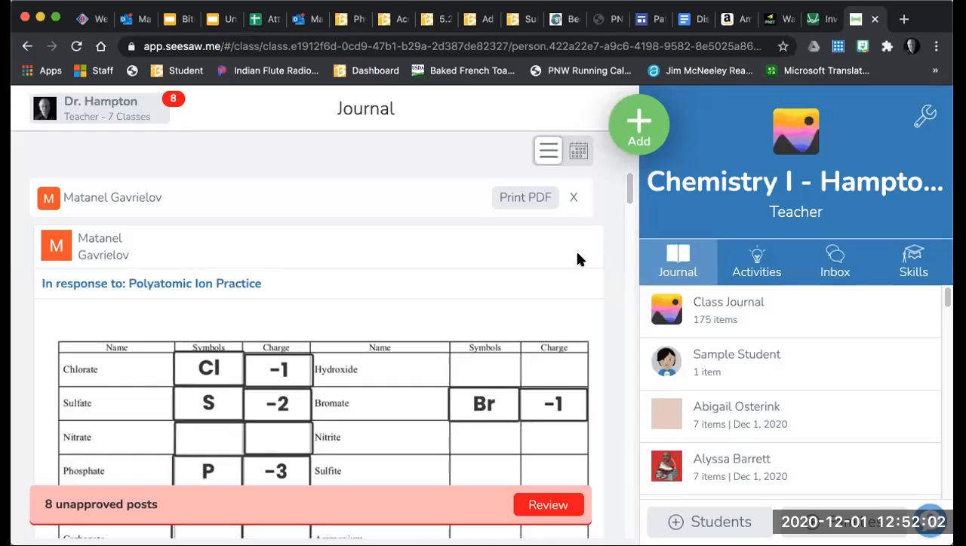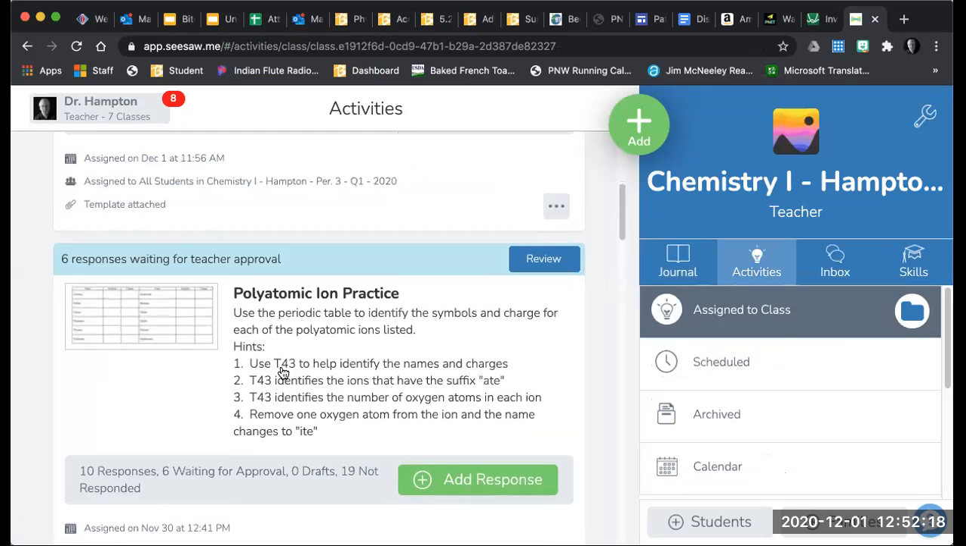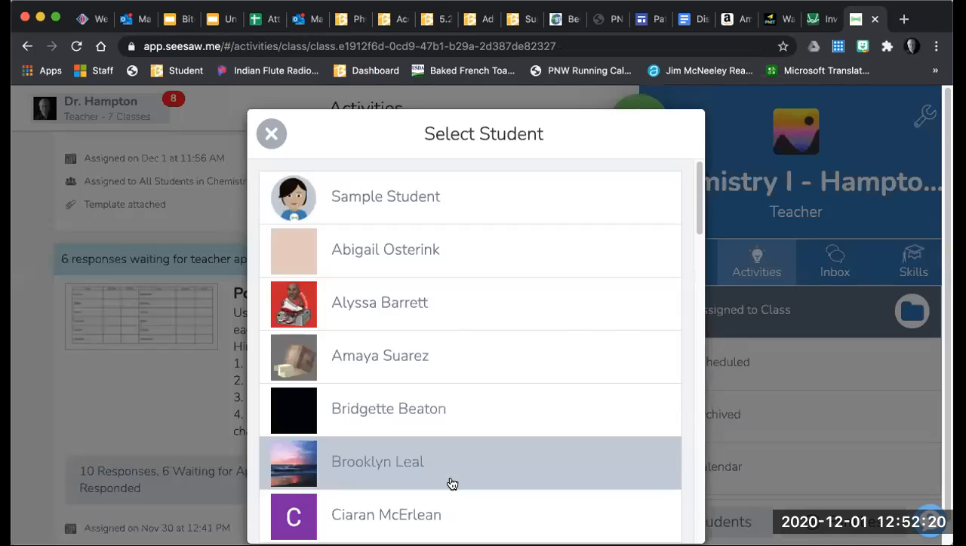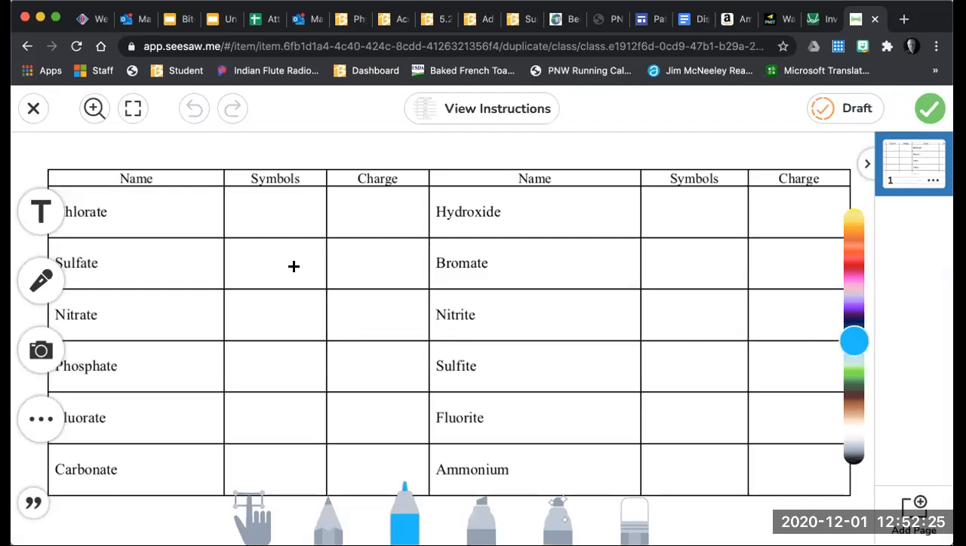All right, so today what I wanted to do is go through a few more of these polyatomic ions. So let's take a look at that. I'm going to come over here and pick polyatomic ions. I'm going to add a response to mine and then go on in. So in these, what you are looking for is these last three letters, ATE.